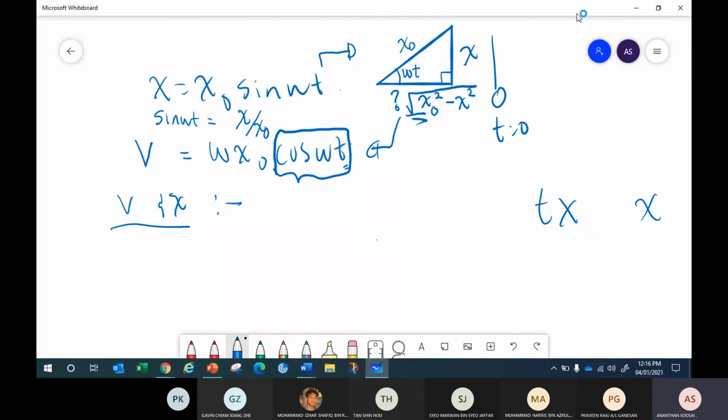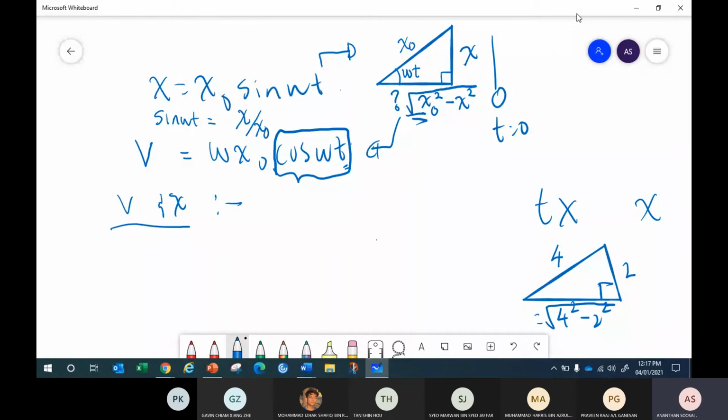Anyone got a problem here? If you have a triangle, for example, where the hypotenuse is 4 and the opposite is 2, what is the adjacent going to be? If it's a 90 degrees triangle, of course it's 4 squared minus 2 squared, square root, right? Same thing here. The opposite is x, the hypotenuse is x naught. So the adjacent is the hypotenuse squared minus the opposite squared, square root.